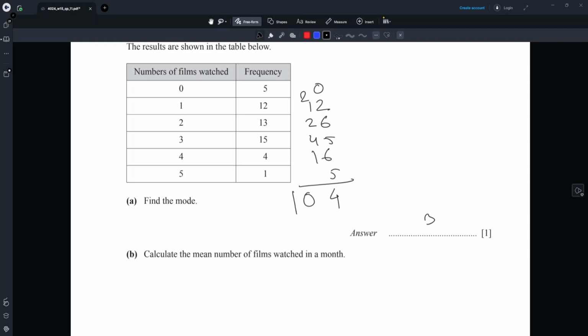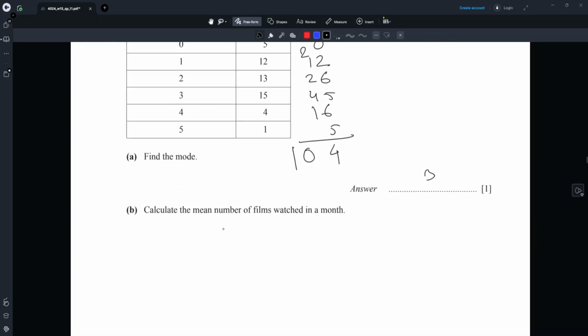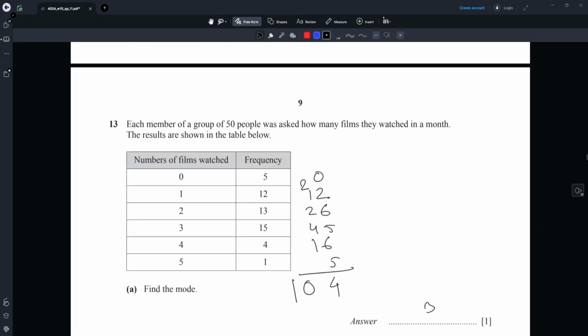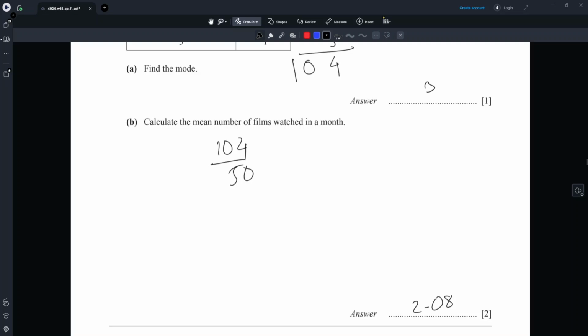So we have 104. There are a total of 50. So 104 over 50, I believe, is 20.8. Okay, not actually 20.8, it's actually 2.08, because 20.8 means something larger than this one, which is impossible. Sorry. So 2.08.